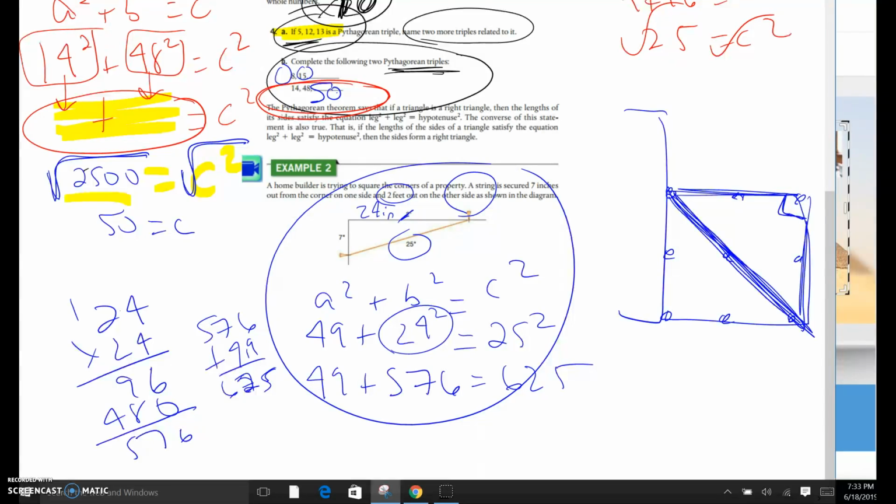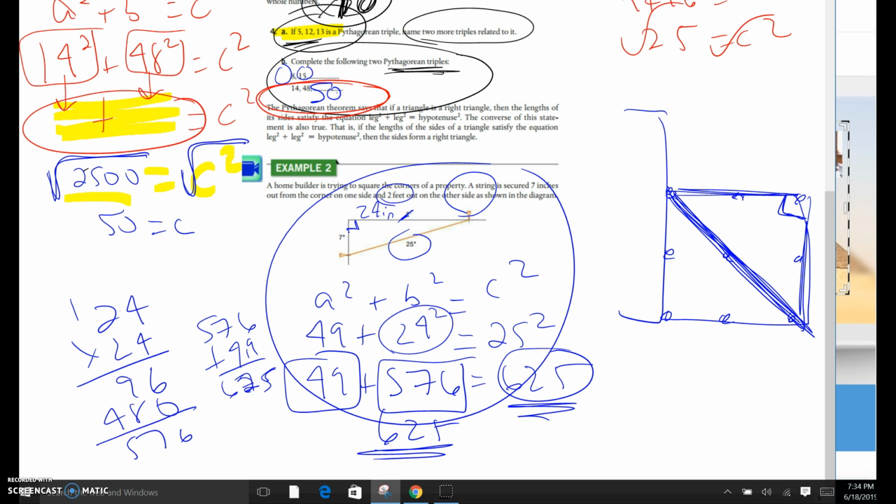Okay, so I did a little scratch work to the side, but again, if you have a calculator, that's great. So 7 times 7 is this, 24 times 24 is this. If I add that up, that does equal 625. Which is what 25 squared is. So I know because the left side balances with the right side that that is a right angle. So this person knows that they have a 90-degree angle in there. All right, let's go ahead and try number 5, and then I'll pick up there.